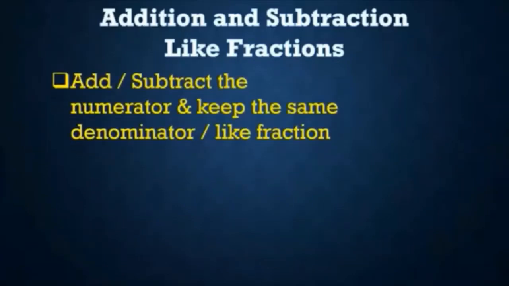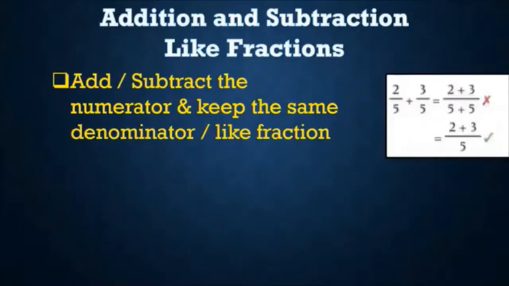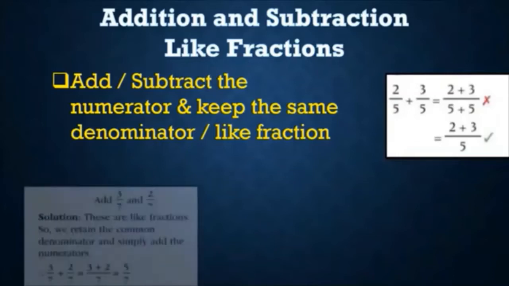If you want to add or subtract like fractions, what we have to do is add or subtract the numerators and keep the same denominator. 2 by 5 plus 3 by 5 is equal to 2 plus 3 by 5. That is the correct way to add like fractions.